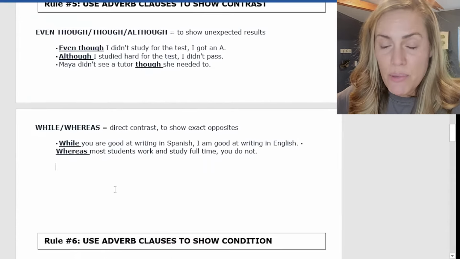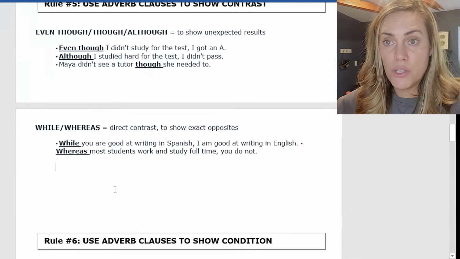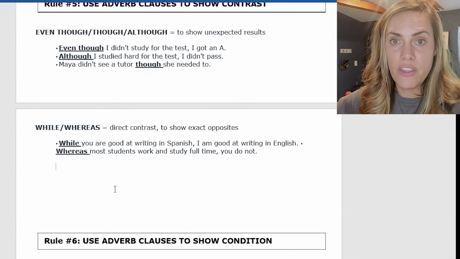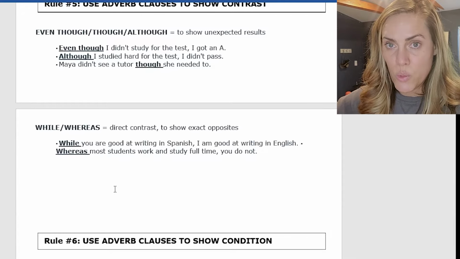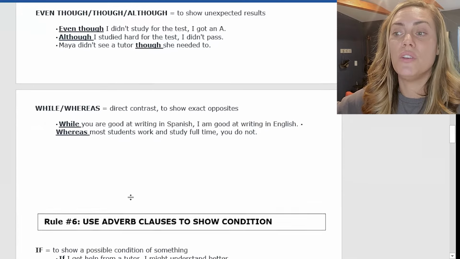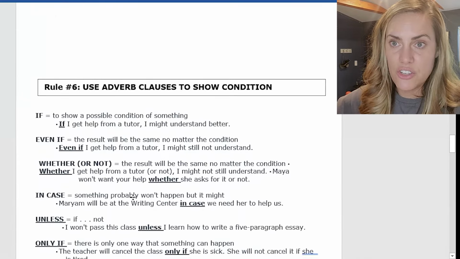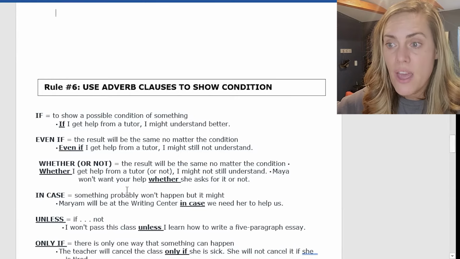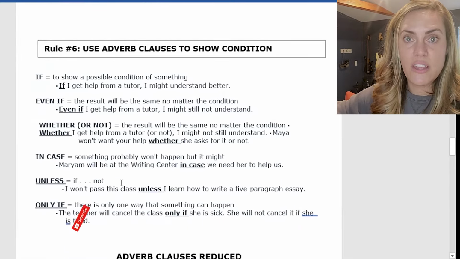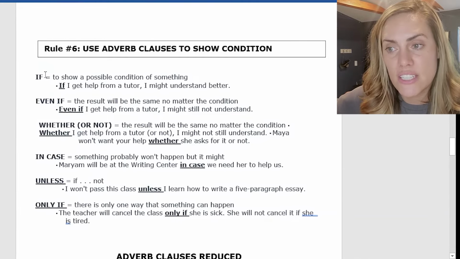The next type shows condition. Now, I recommend that if you're going to be using and learning more about the adverb clauses that show condition and the subordinating words that show condition, that you should review conditionals, okay? I have lots of videos on conditionals. Conditionals are pretty complex and there's a lot to them, but let me show you the common words, subordinating conjunctions, or adverbs that we use in these types of clauses.